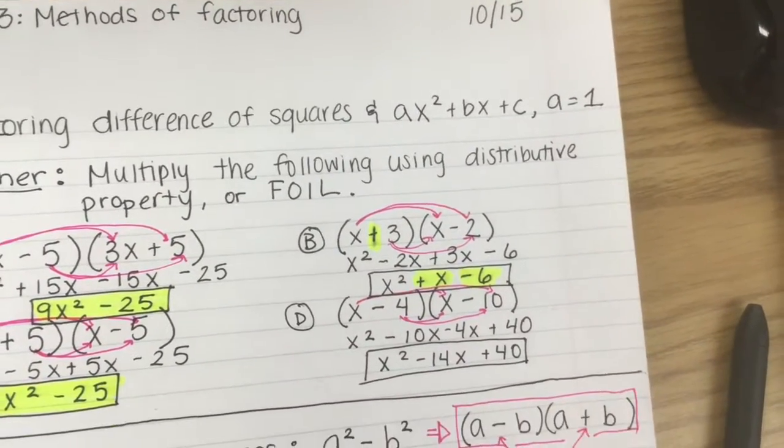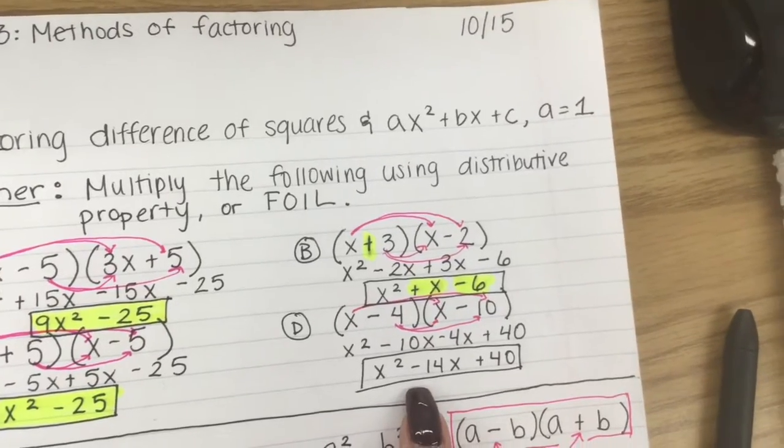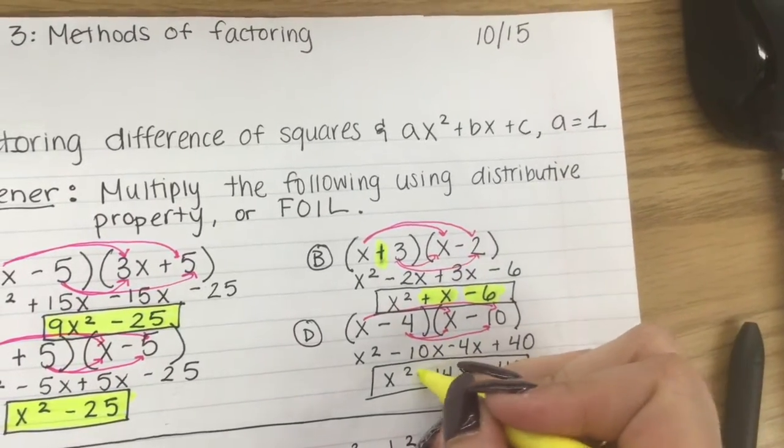In example D, when you look at your middle term, that middle term came from adding 2 negative numbers together.